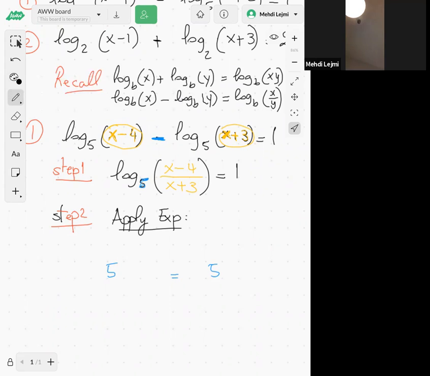So on the left side, we have this log base 5 of x minus 4 over x plus 3, and on the right side, it's 1. Okay, and then as usual, this log and this exponential cancel out. So this is just x minus 4 over x plus 3 equal to 5. I mean, 5 to the power 1 is obviously 5. Now I'm gonna divide 5 by 1 and then cross multiply.